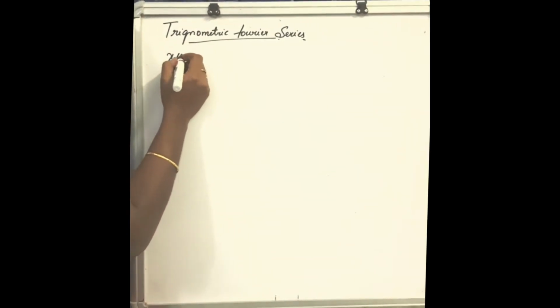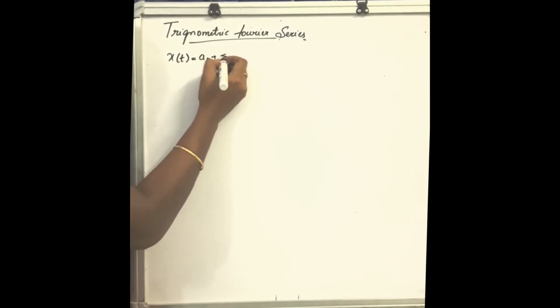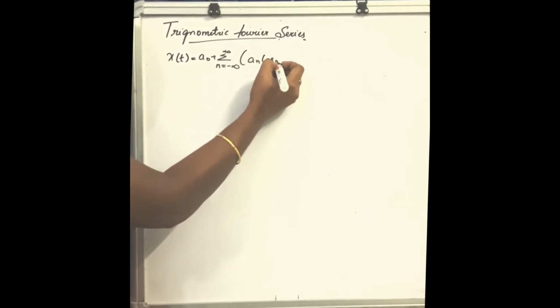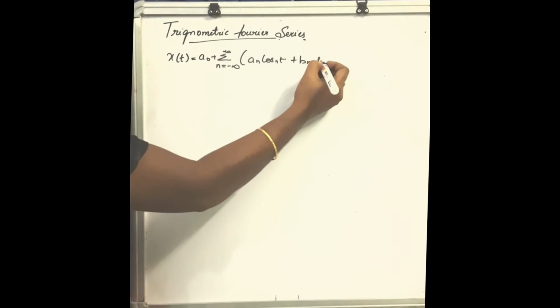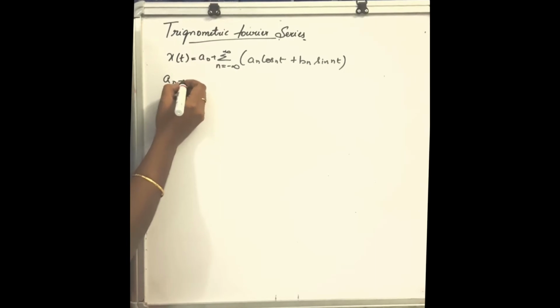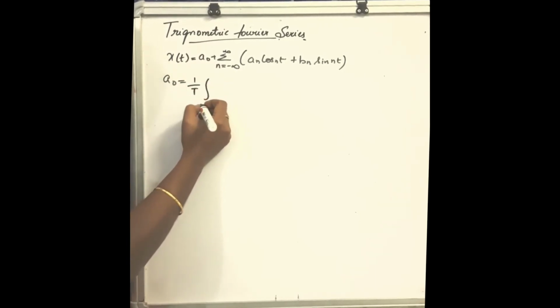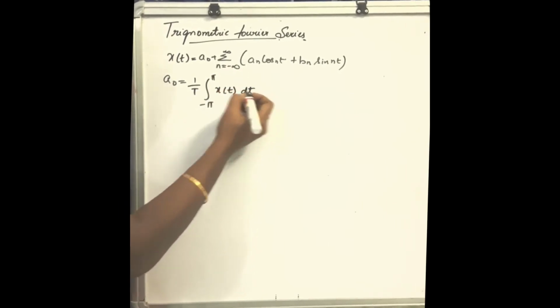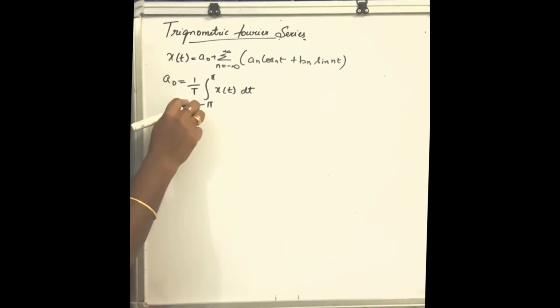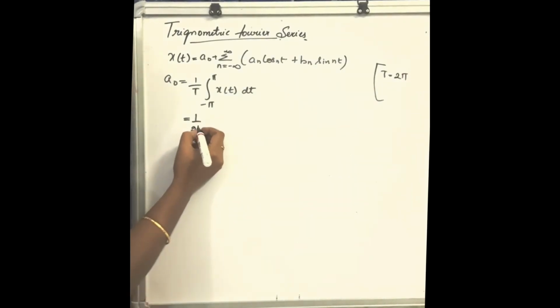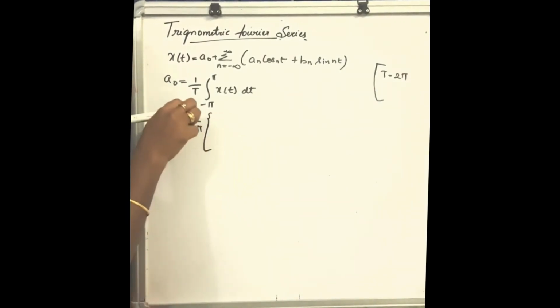To find x of t, it is equal to a naught plus summation n is equal to minus infinity to infinity of a n cos nt plus bn sin nt. We'll first find a naught. A naught is equal to 1 by T. Now the limit is from minus pi to pi of x of t dt. Now the value of T, we know it is 2 pi. So 1 by 2 pi, and we have split the overall time period into 3.